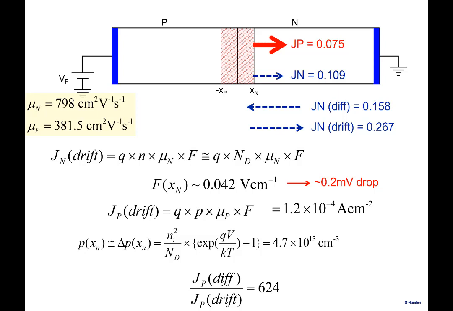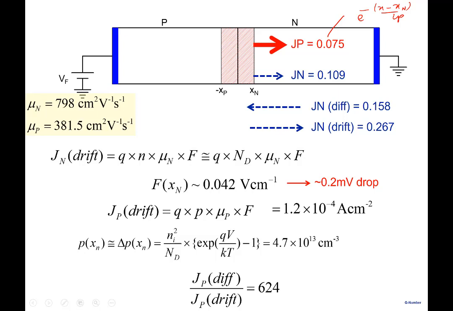Exponentially decreasing. So Jp goes as whatever is at this particular point, e to the power minus (x minus xn) by Lp. You can calculate it everywhere, how it is decreasing. So if you know Jp everywhere, do you know Jn everywhere? Because Jp plus Jn is constant. So you know Jn everywhere.